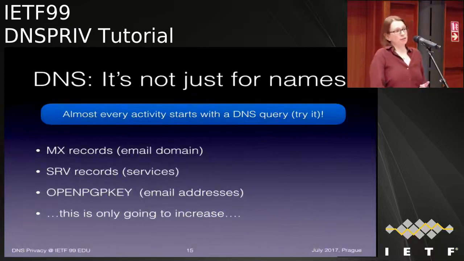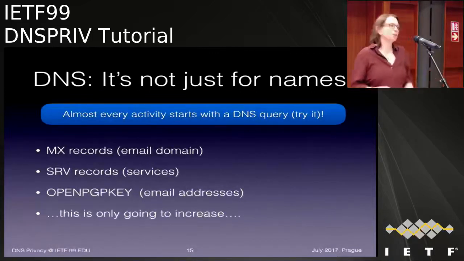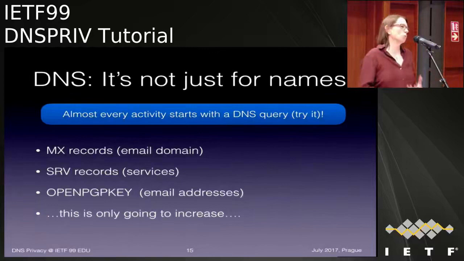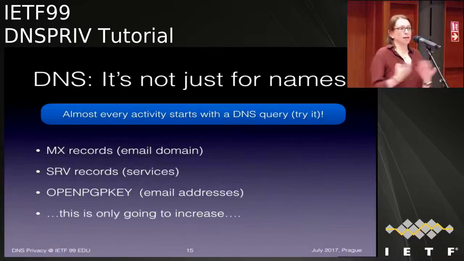Every time you go to a service, you do an SRV lookup. So this reveals the variety of services you use. OpenPGP key is a nice standard way you can secure email with DANE, but that reveals the entire email address of the contact you want to email. And the problem here is this is only going to get worse. People are putting more and more in the DNS. We're not in any sort of scheme where we're trimming what goes in the DNS.